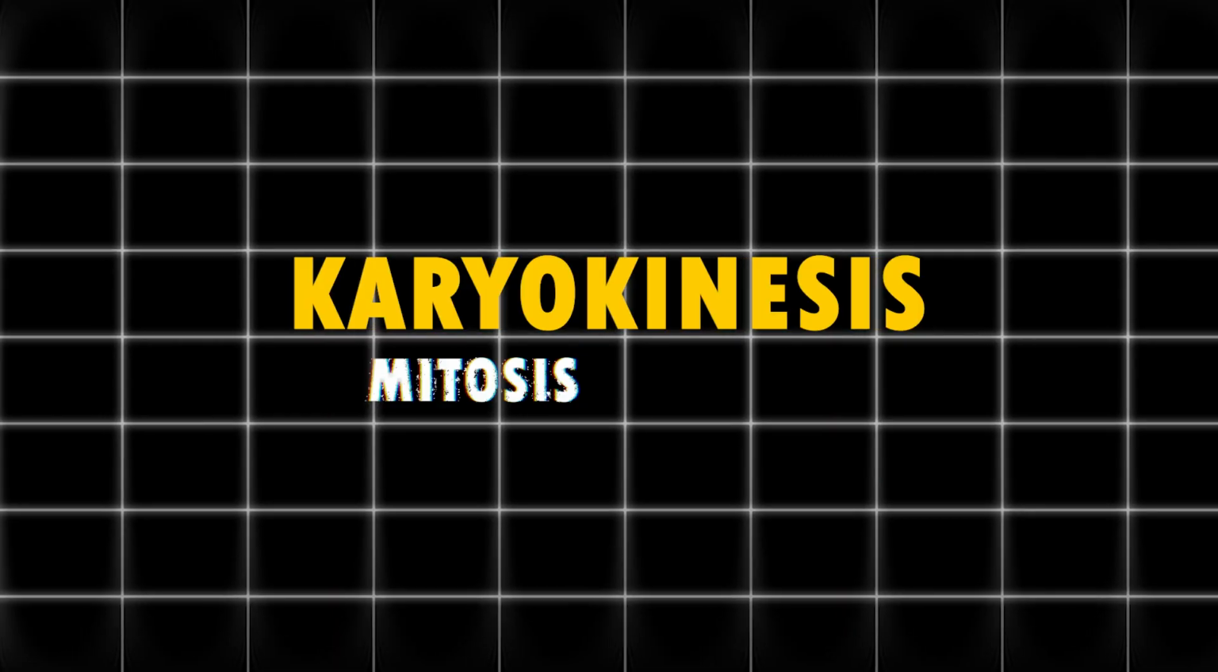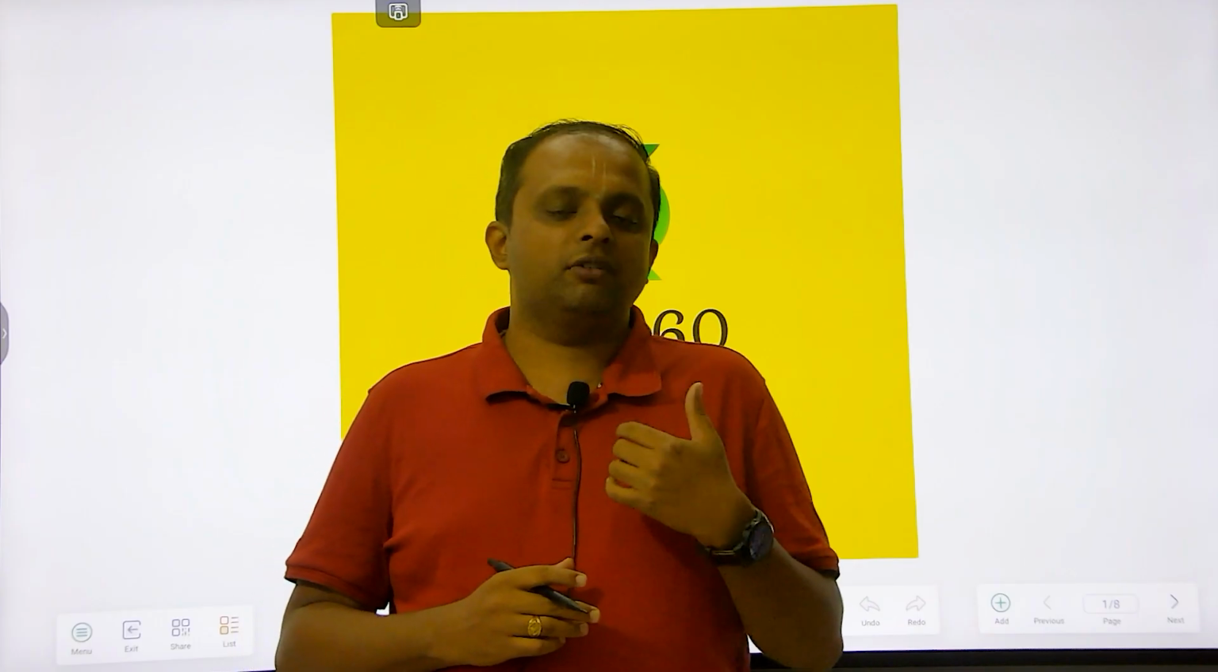In today's video we'll be talking about nuclear division, that is karyokinesis, which happens either through mitosis or through meiosis, right? Today we'll be discussing mitosis, with which we'll be able to understand meiosis also, because in my opinion there is no significant difference between mitosis and meiosis, though there are differences, I do agree, but the general pattern of nuclear behavior in these processes is one and the same.